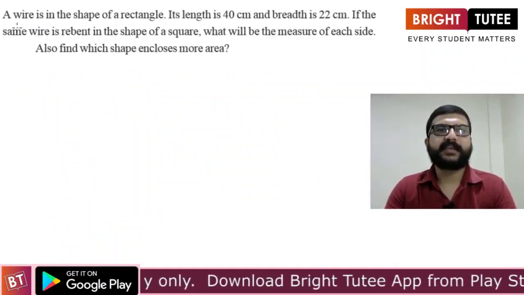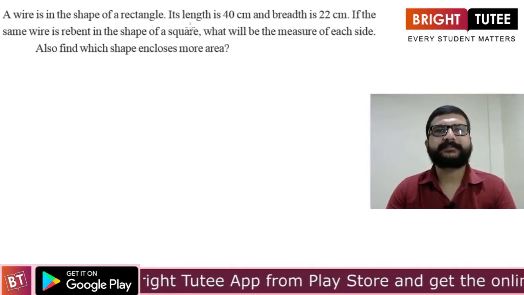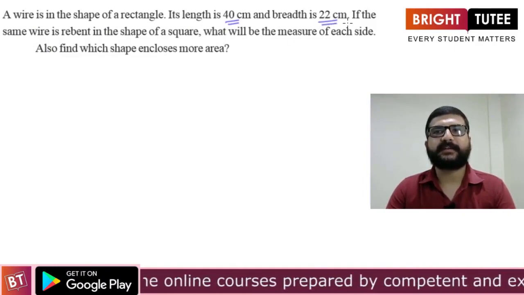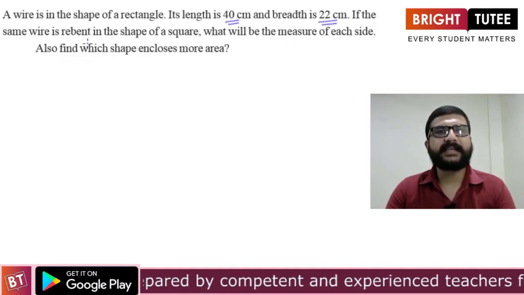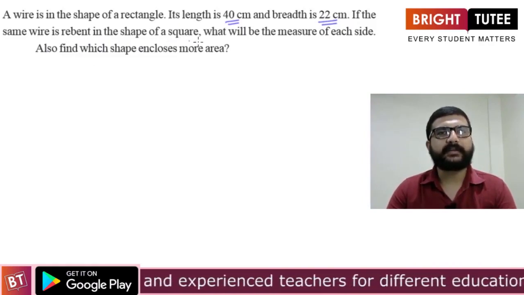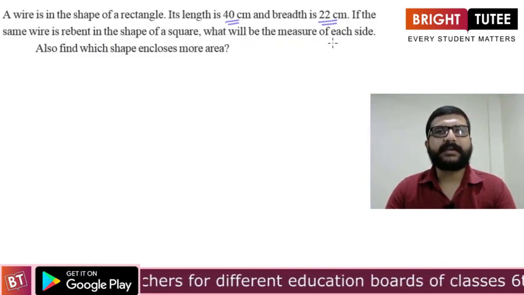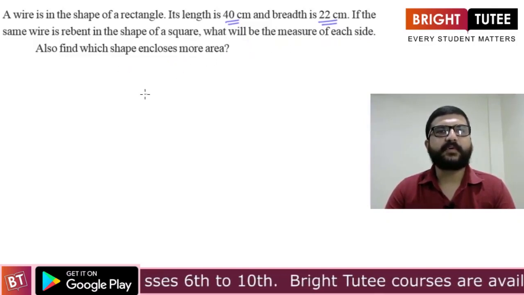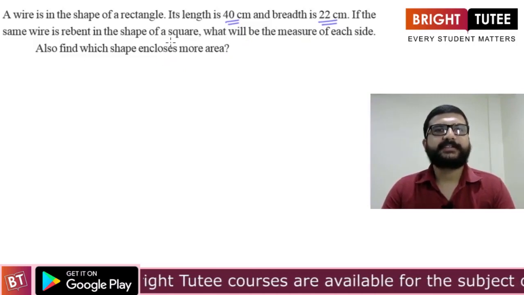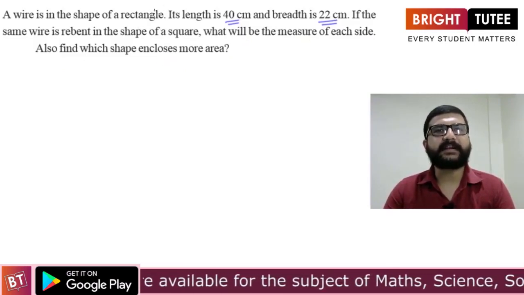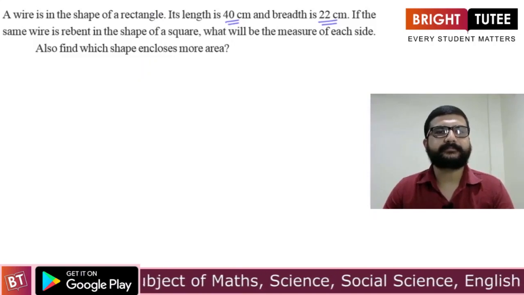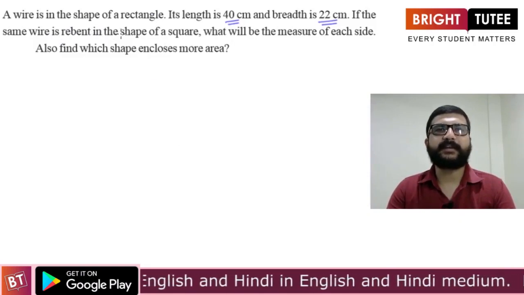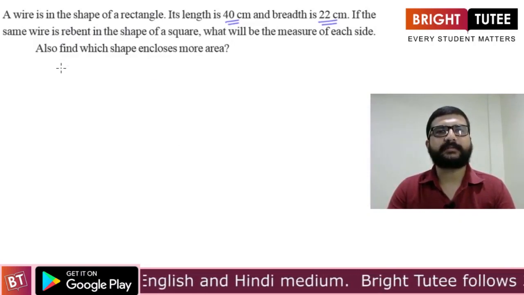The next question is, a wire is in the shape of a rectangle. Its length is 40 centimeters and breadth is 22 centimeters. If the same wire is rebent in the shape of a square, what will be the measure of each side? Also find which shape encloses more area. So here, what do you think about perimeter of a rectangle and perimeter of square?